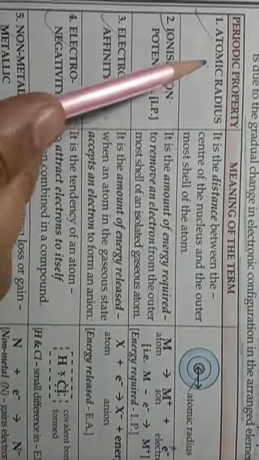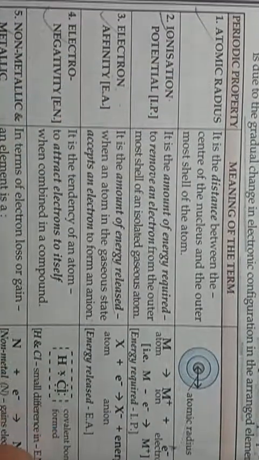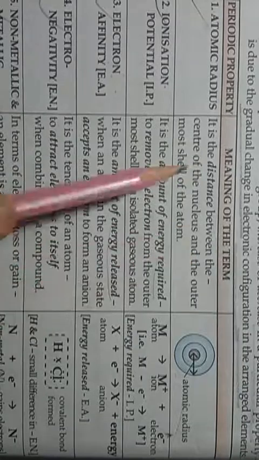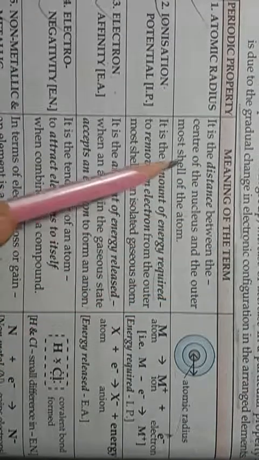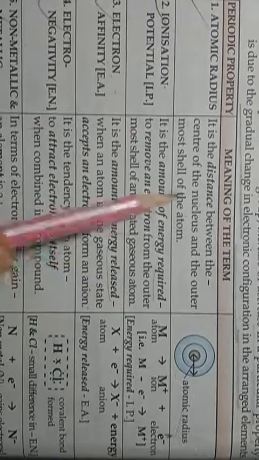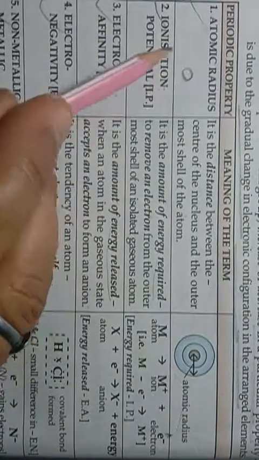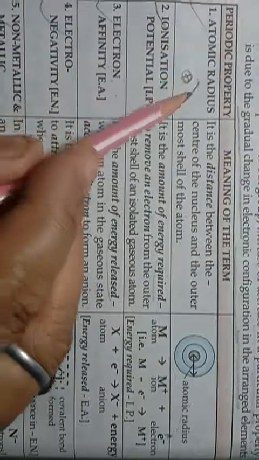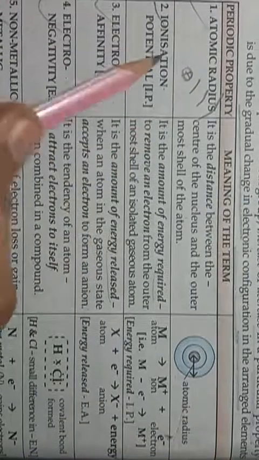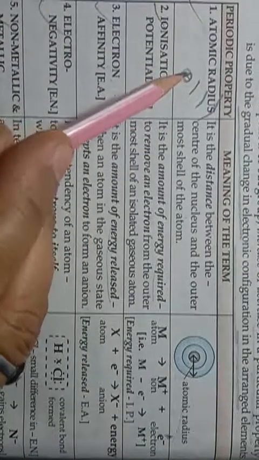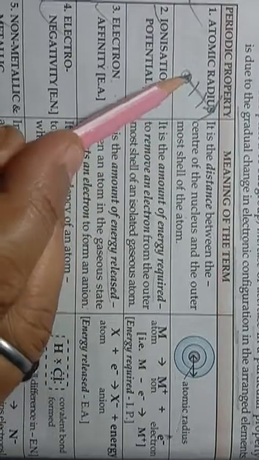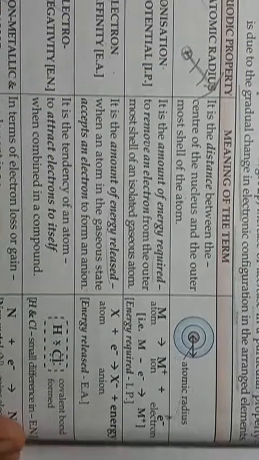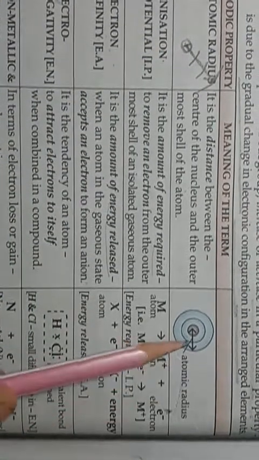So the first is atomic radius, and according to definition, it is the distance between the center of the nucleus and the outermost shell of the atom. Okay children, so distance, this is the nucleus of any atom and these are the shells around the nucleus. So distance from the center of the nucleus to the outermost shell, this distance will be known as atomic radius, as it is shown here in this diagram also.